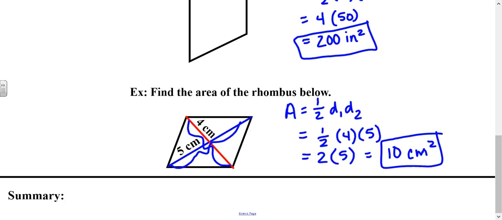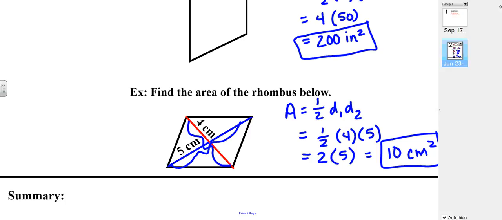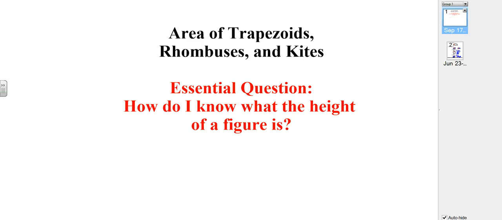Alright, so the summary, if we want to discuss that really quick, we go back to the essential question. It was, how do I know what the height of a figure is? So think to yourself if you can answer that question for your summary.